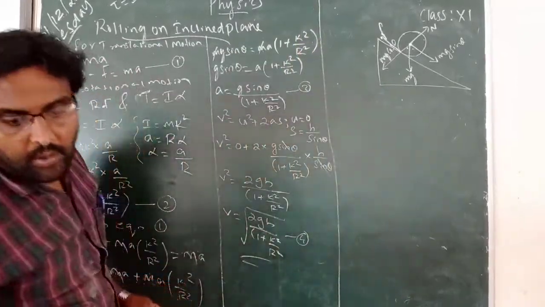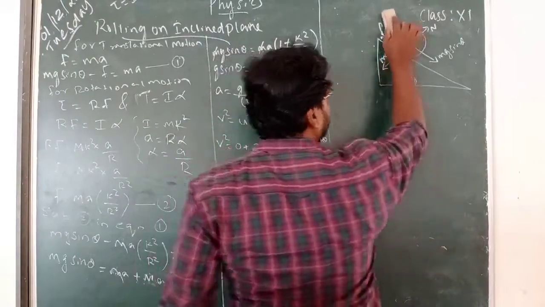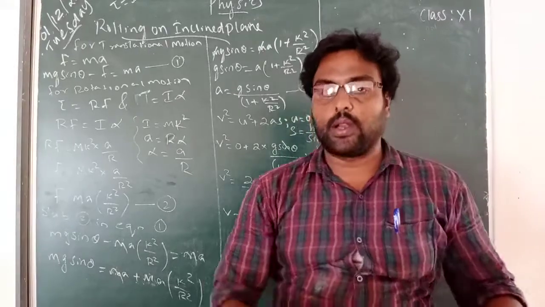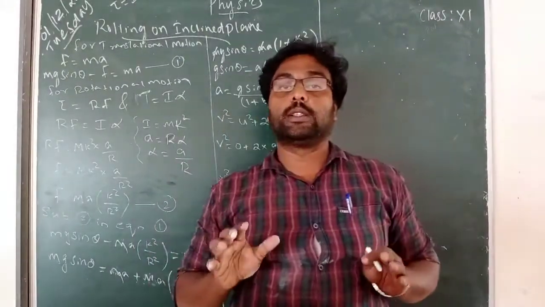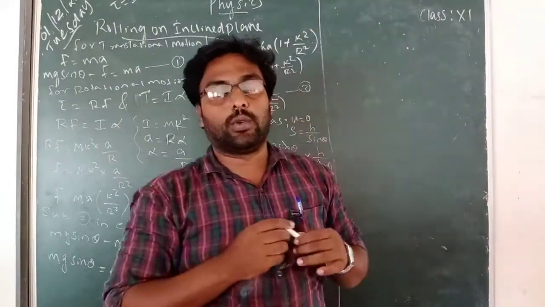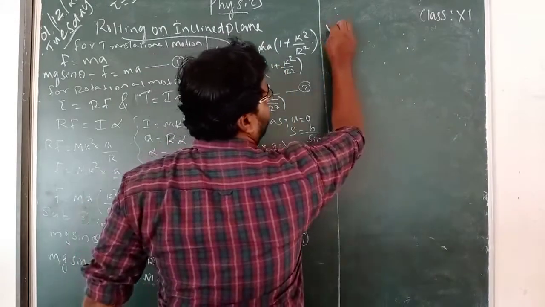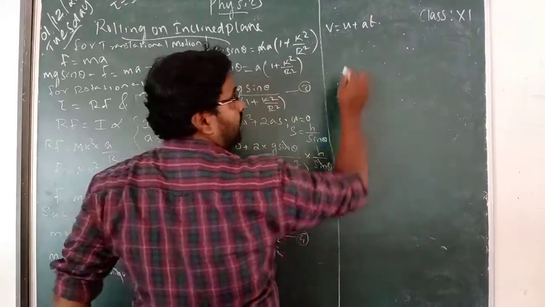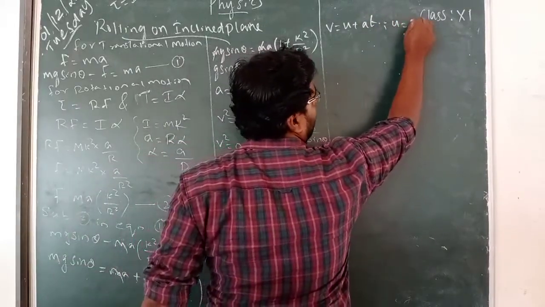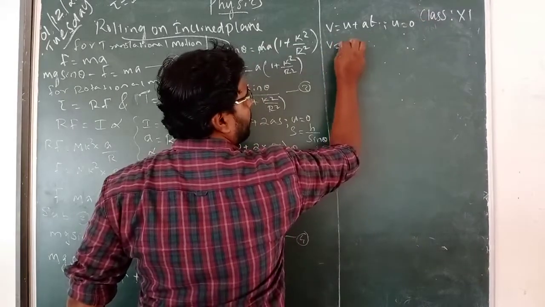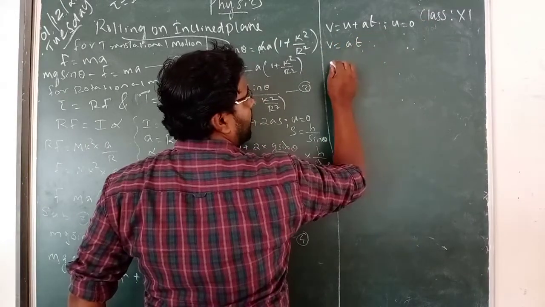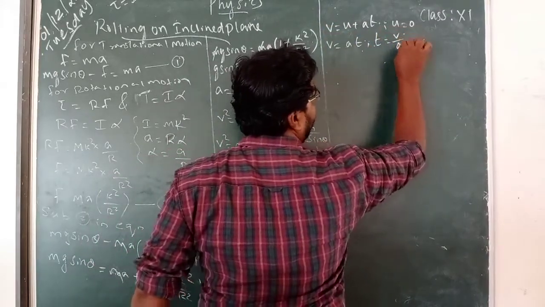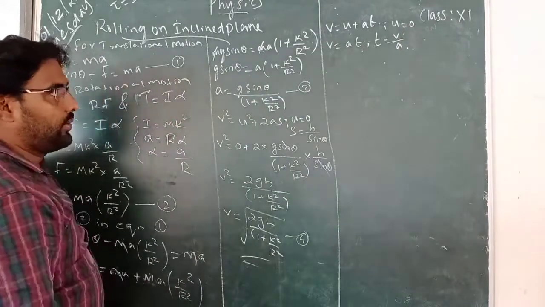Now we are going to find the time taken for this object to roll down. For that we can use the formula v equal to u plus at, and here the initial velocity u is equal to 0. So v equal to at. So t is equal to v by a.